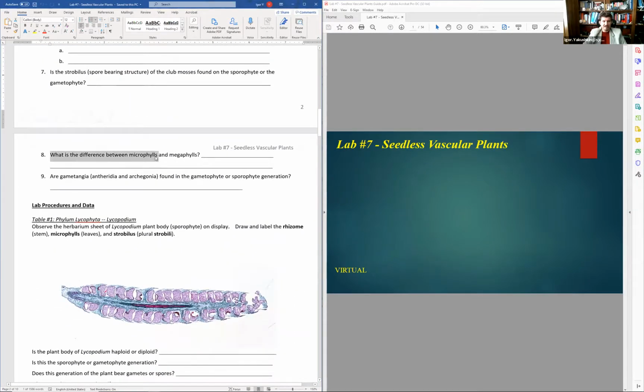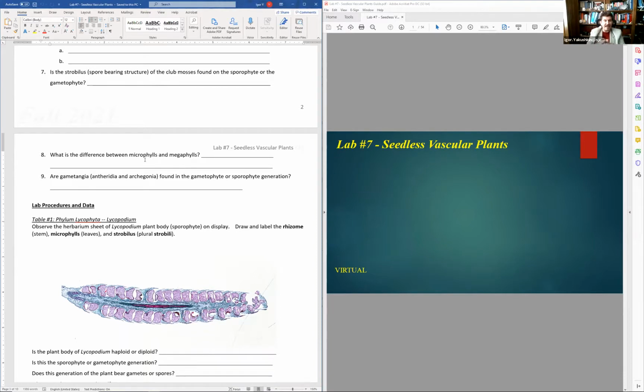Now, what is the difference between megaphylls and microphylls? Well, size, mega and micro. Mega means large, micro means small. Now, what's a phyll? Leaves. Tiny little bitty leaves or large leaves like fronds, megaphylls. And then the tiny little bitty leaves in the Selaginella. You will see them in the dried up herbarium specimens.